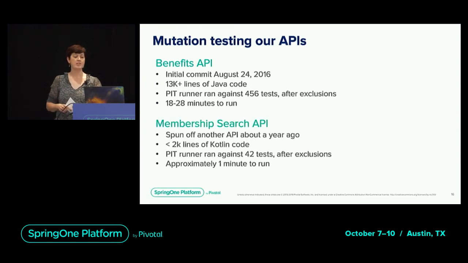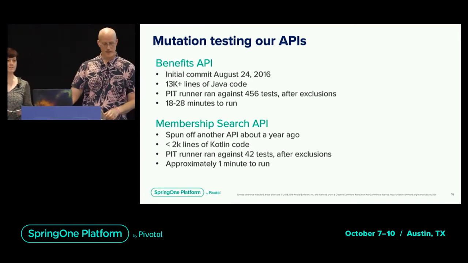The second one was a much smaller code base. This is the membership search API, which was spun off of another API about a year ago. There are less than 2,000 lines of Kotlin code in this one, and we only ran it against the 42 tests that were left after we excluded, again, all the integration tests and the contract tests and so on. And this took about a minute to run.